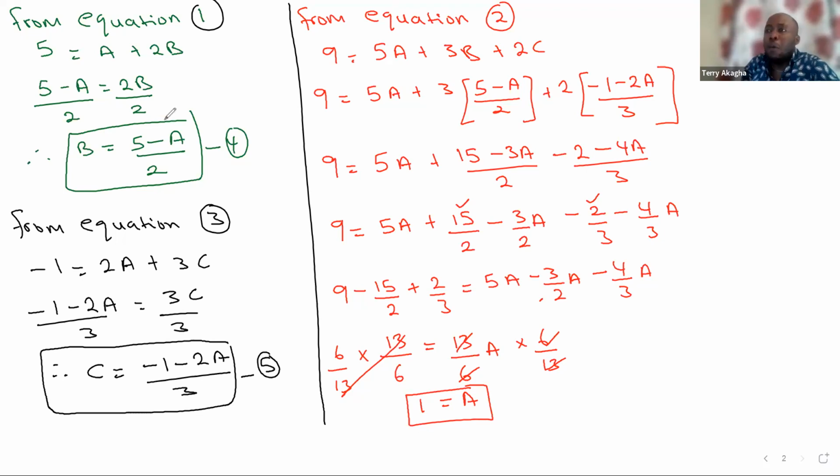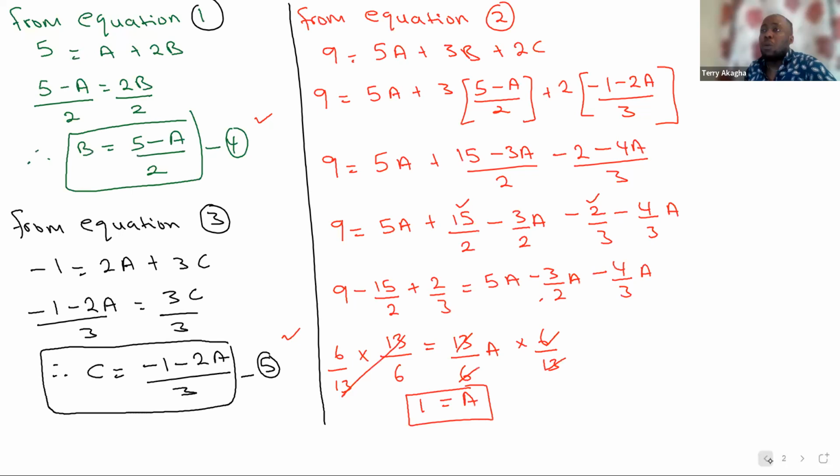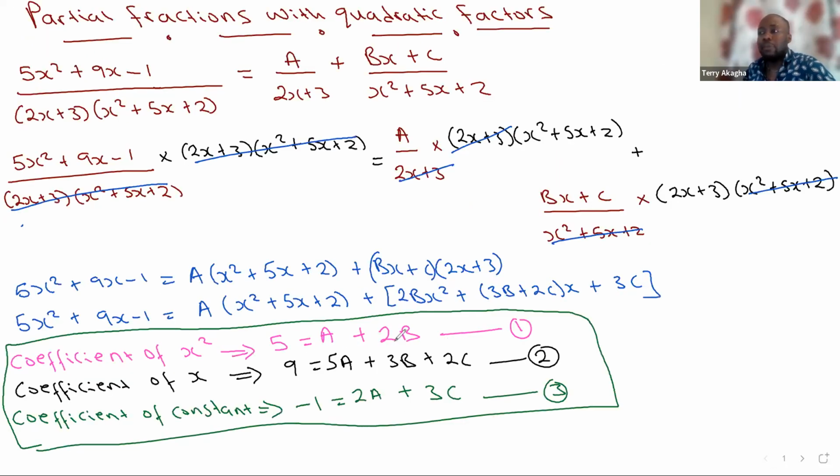So we can now come back to equation 4 to get our b. And we can come back to equation 5 to get our c. Does that make sense? So we can now go to equation 4 now to get our b. Or if you don't want to use equation 4, you can decide to come back and use equation 1. Any of them will work, okay?